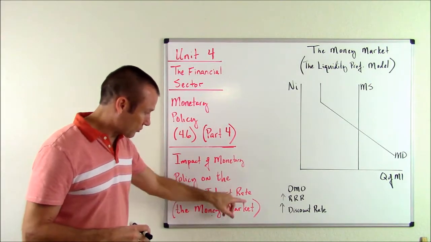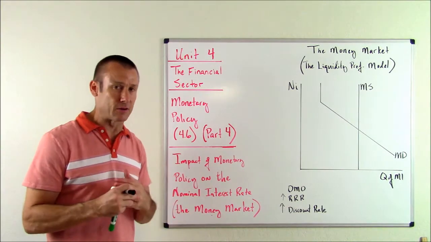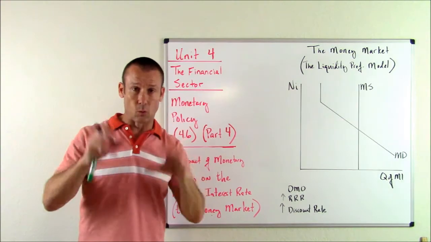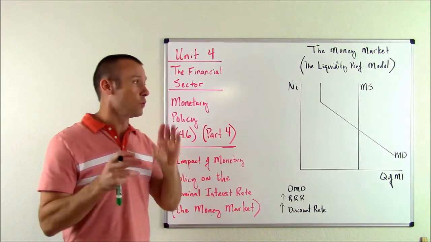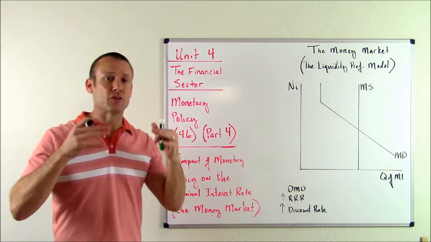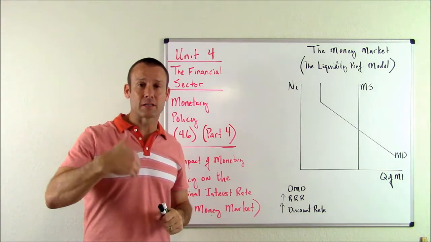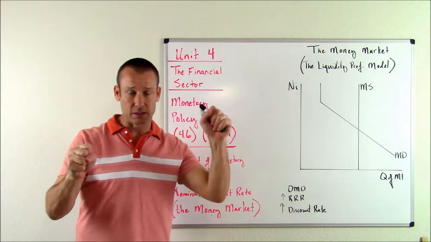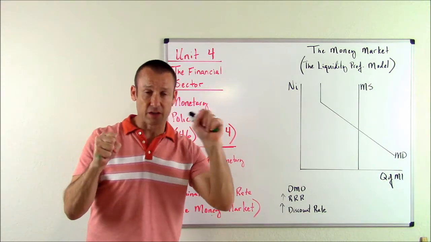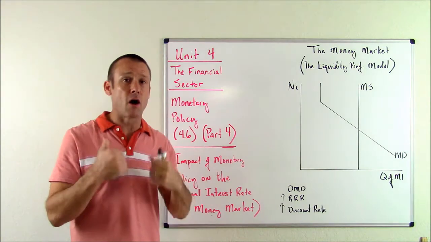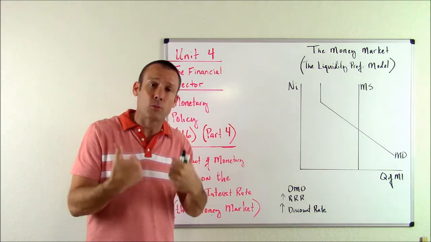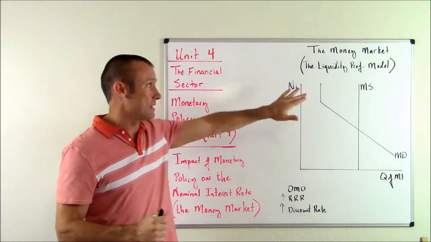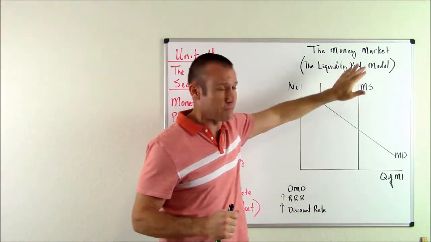The term nominal interest rate and money market kind of go hand in hand. The vertical axis of the money market is the nominal interest rate. So when we're asked about the nominal interest rate, we go to the money market. And let me even just say this, guys. When you are asked about monetary policy, of course, there's going to be an impact on the interest rate. Monetary policy is focused on changing interest rates in an economy. And our number one model or graph we go to when we're asked about monetary policy impacting interest rate is the money market, or the liquidity preference model.